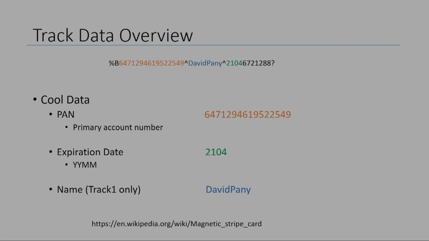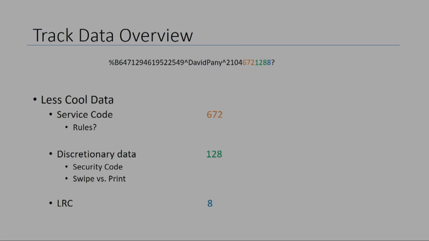This is all the information you need to generate a fake credit card or to make a transaction, along with the less interesting data, such as the security code. Fun fact, the security code on the magnet is different than the security code printed on the back of your card, so those won't line up.